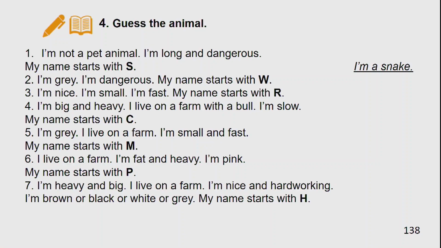Turn the page over, please. This is exercise 4 from page 138. There are 7 sentences about animals. You read the sentences and guess what animals they are about. Number 1. I'm not a pet animal. I am long and dangerous. My name starts with S. I'm a snake. Snake is not a pet animal. Snakes are long and they are dangerous. The word snake starts with S. Everything is correct. Now you work in your copybooks. Copy the sentences and write names of animals which they describe.